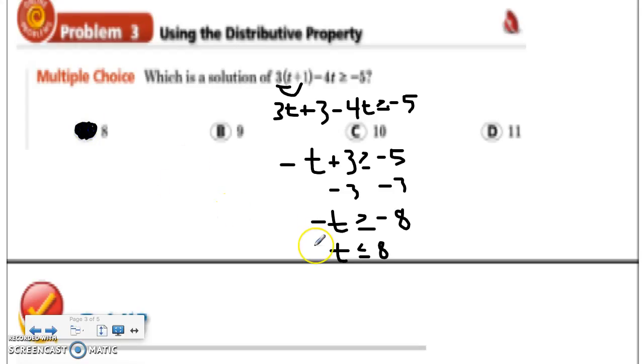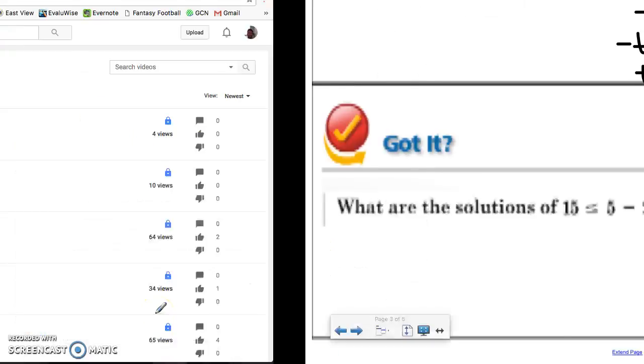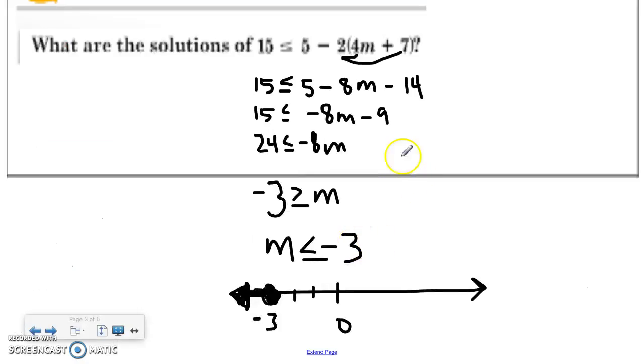Okay? Try the next one on your own. Get back to me when you have finished. So distributing gives me, don't forget there's this minus right here. So if you kind of forget that the 5 is there and had to distribute just the minus 2 on the outside, it'd be 2 times 4 is 8, but it's minus, so it's minus 8. And then 2 times 7 is 14, so it's minus 14.